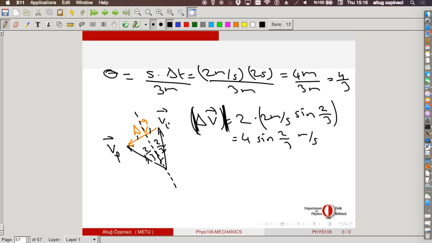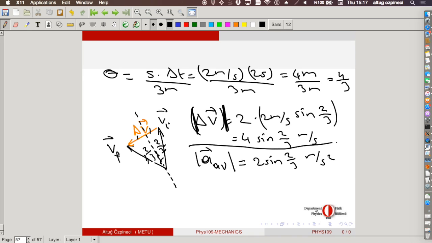And the magnitude of the average acceleration will be, just divide by delta t, it is 2 sine 2/3 meters per second squared. Okay. Again, the direction is still this one. There is no analytical closed form for that angle, but if you want, you can just calculate that angle, this 4/3 angle, and you are basically done.